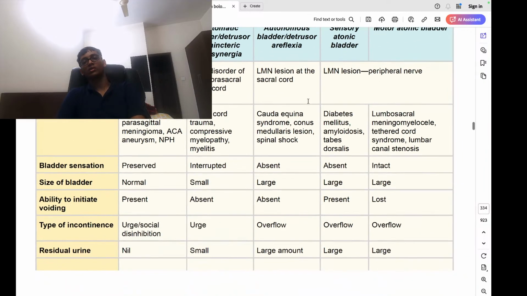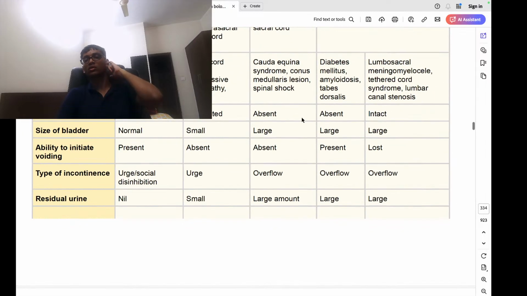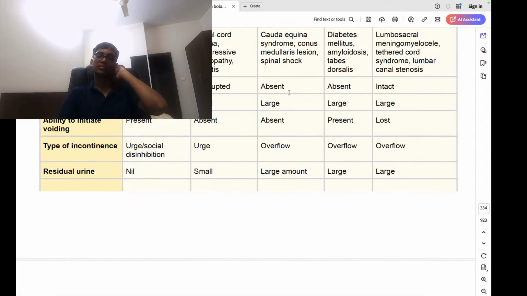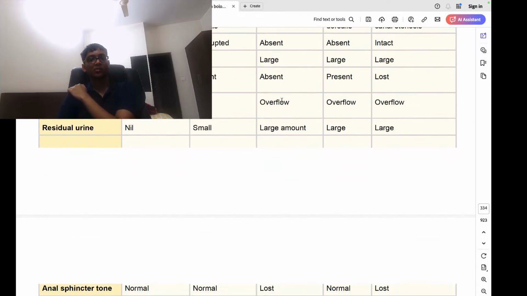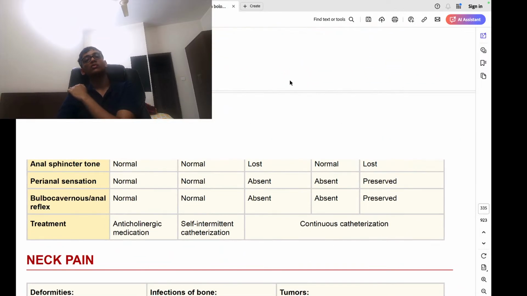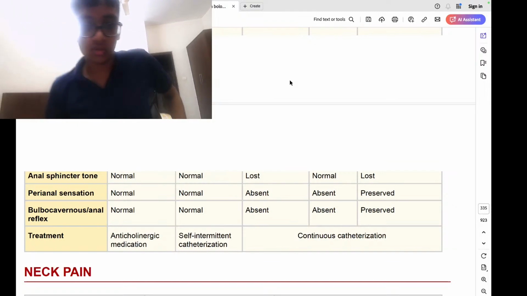Autonomous bladder or detrusor areflexia. Lower motor lesion at the sacral cord: cauda equina syndrome, conus medullaris lesion, spinal shock. Bladder sensation will be absent. Size of bladder will be large. Ability to initiate voiding is absent. And the type of incontinence is overflow incontinence. Residual urine will be a large amount. Anal sphincter tone will also be lost. Perianal sensation is absent and bulbocavernosus reflex is absent. You have to do continuous catheterization.